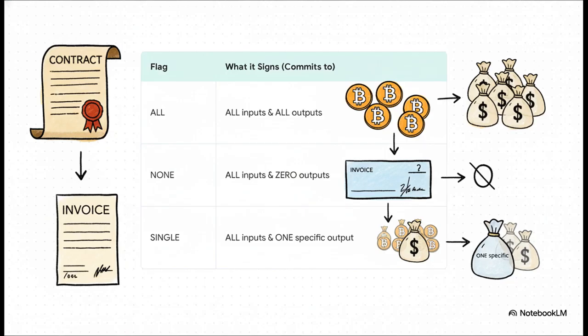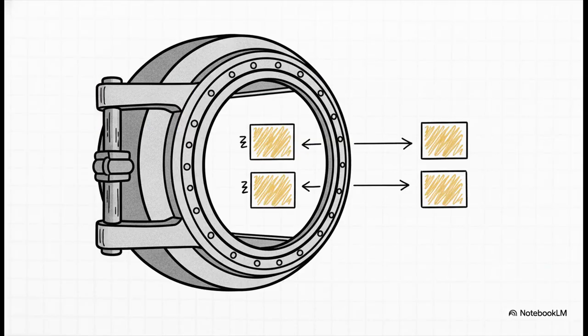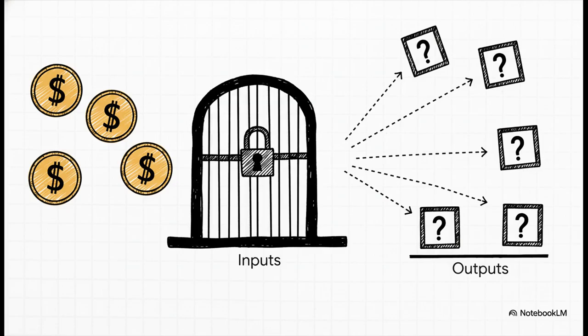So just to hammer this home, SIGHASH ALL is the default. It's the most common, and it gives you that Fort Knox level security. Once you sign, you know for a fact that nobody can mess with where the money's coming from or where it's going.